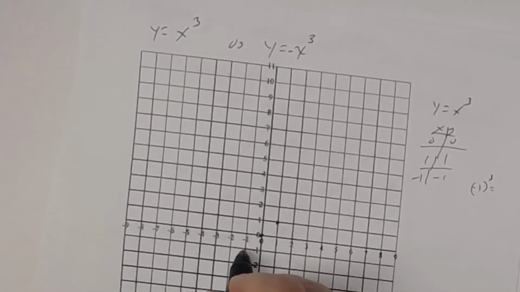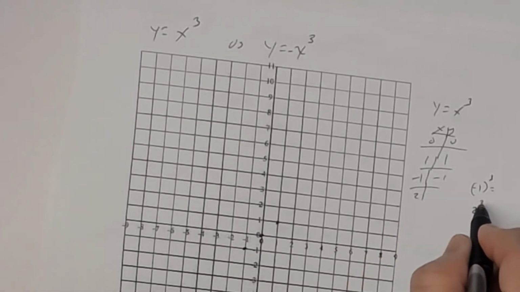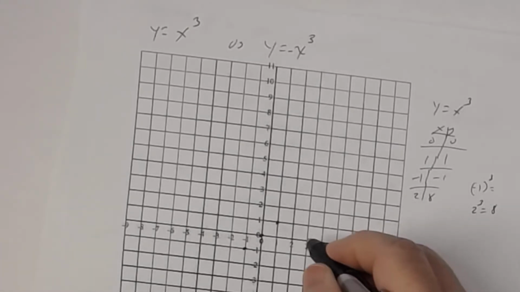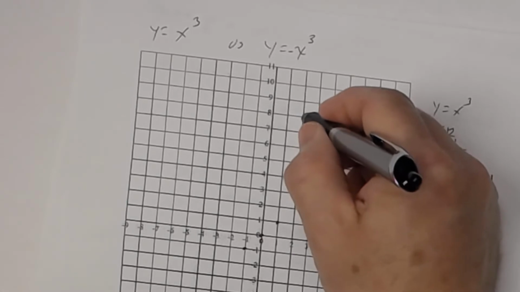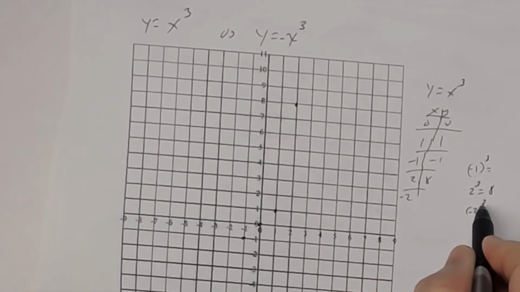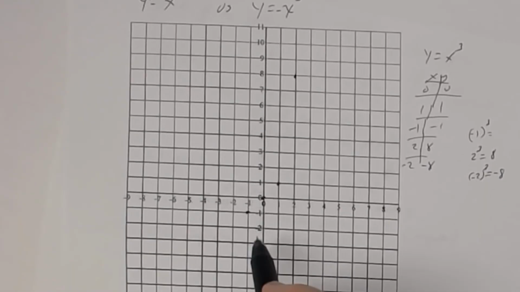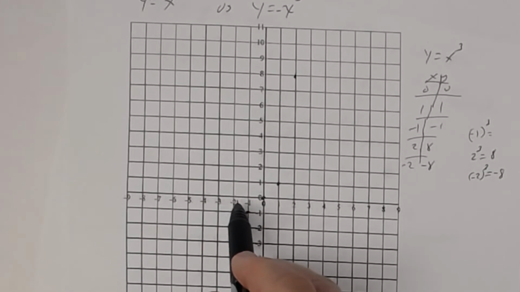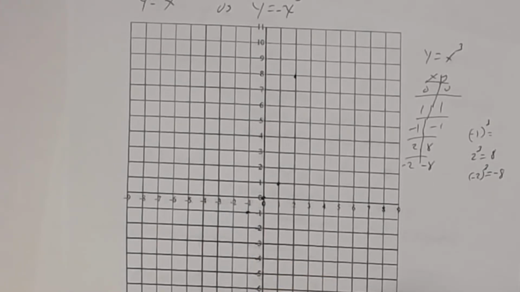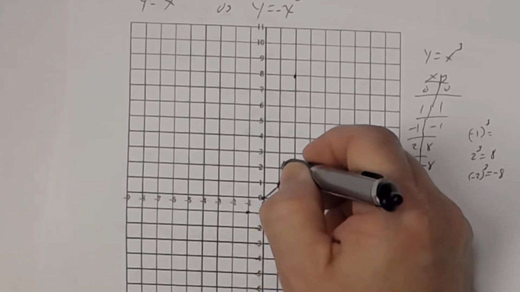So negative 1's here. When x is 2, 2 cubed is 8. So 2, 8, right here. When x is negative 2, cubed is also a negative 8. So negative 2, negative 8, right here. Okay, and so you get something that looks like this.